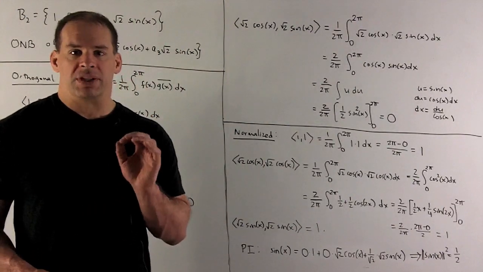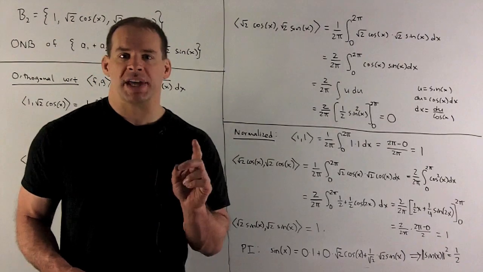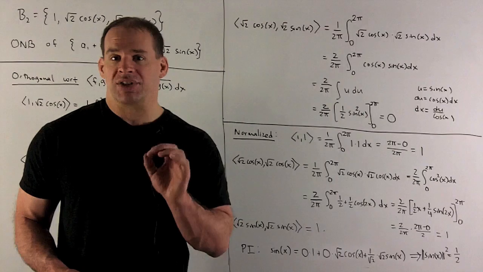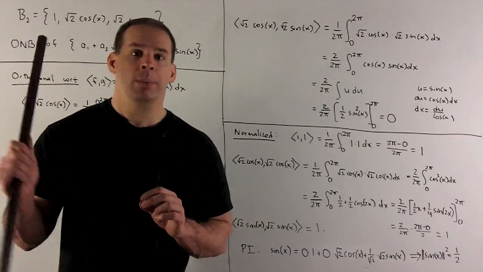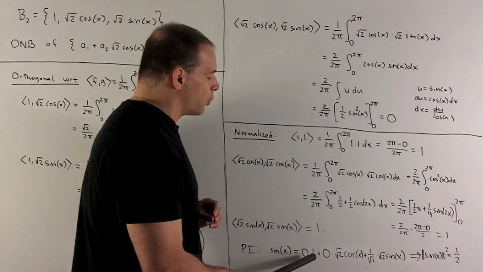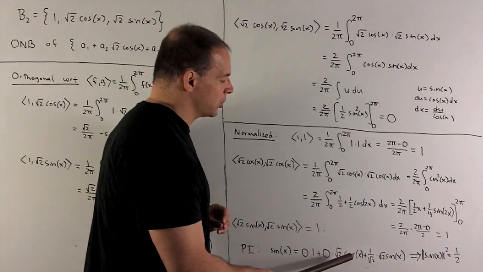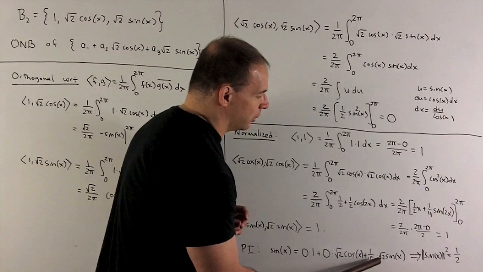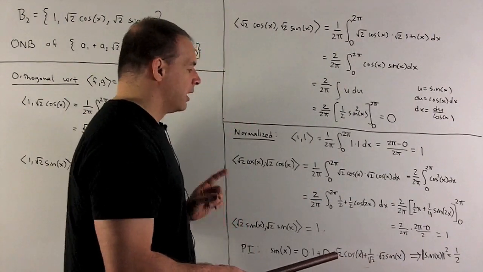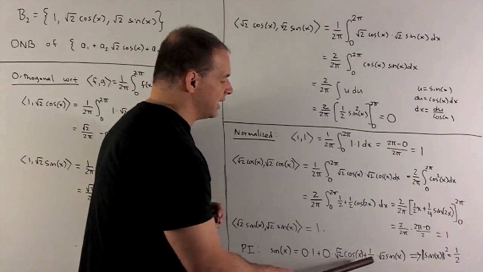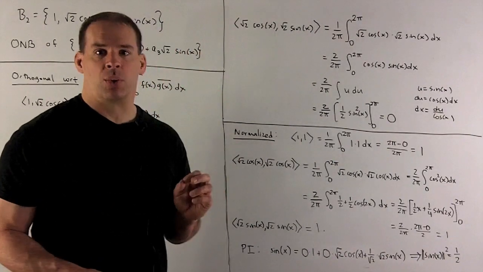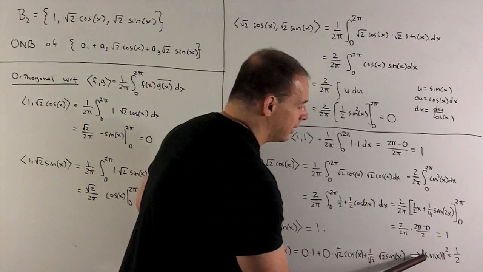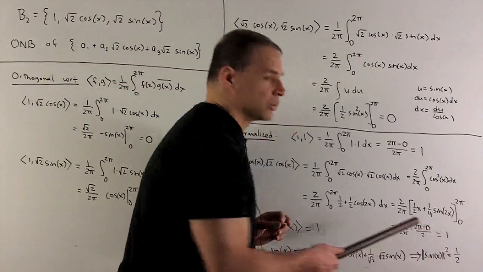Okay, what do we get from this computation? Well, I want Parseval's identity for sine of x. So the first step is writing sine of x as a linear combination in terms of B2. So that's going to give me 0 times 1 plus 0 times square root of 2 cosine of x plus 1 over square root of 2 times square root of 2 sine of x. Then with this, we just take the sum of the squares of the c's. So it's going to be 0 squared plus 0 squared plus 1 over square root of 2 squared. That's going to give me that the length of sine of x squared is equal to 1/2.